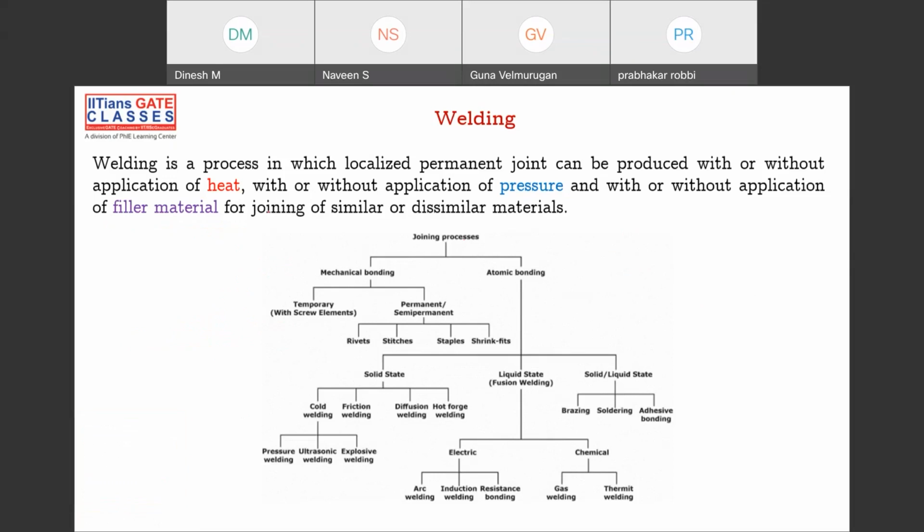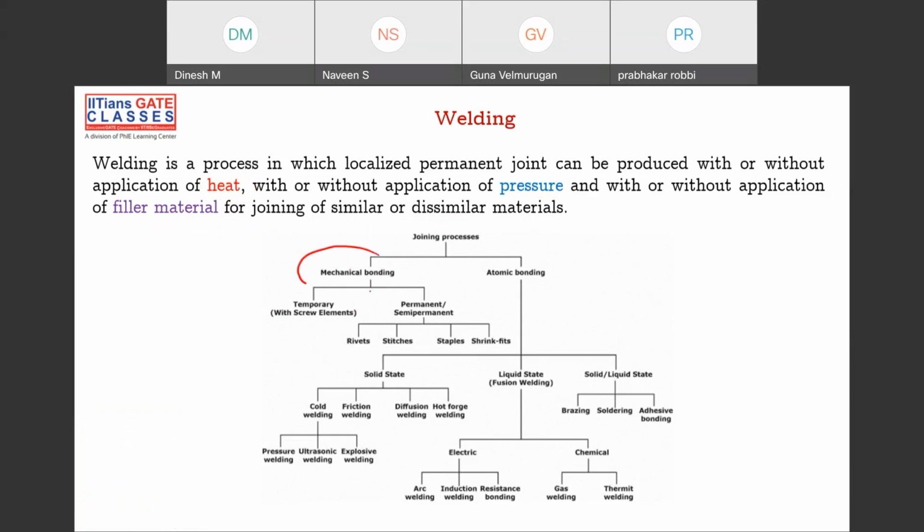So that's the reason why with or without application of heat, with or without application of pressure, with or without application of filler material. And also this welding, or joining, can be done between similar materials and dissimilar materials as well. Okay, so that is the definition of welding. And the welding or joining process can be categorized into these things.